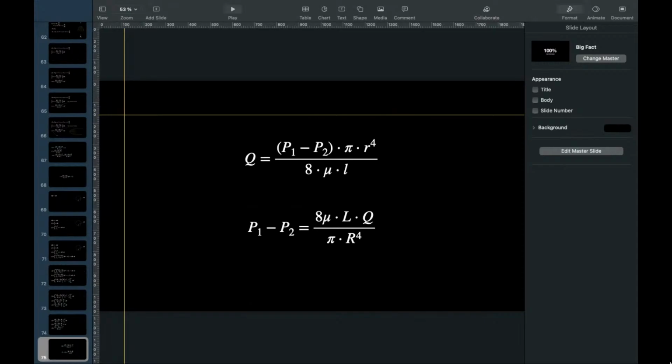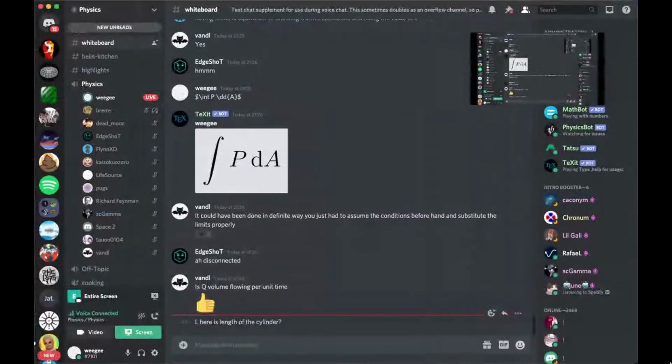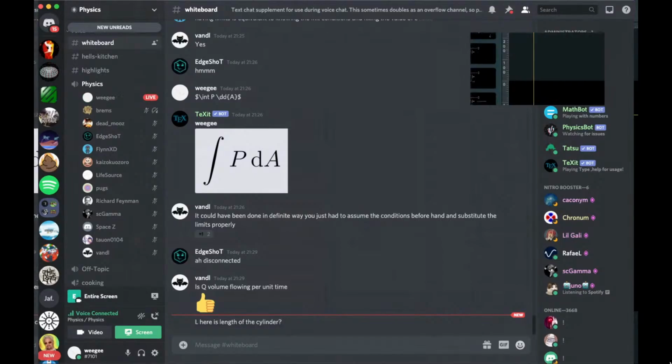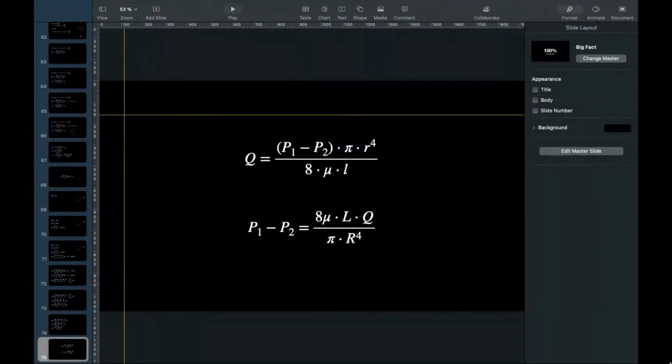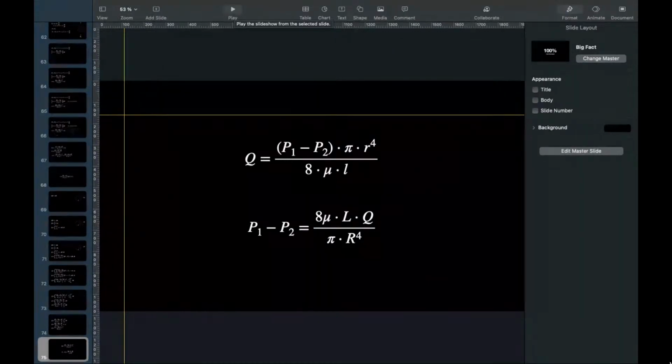Maybe a question: L is, yes, 2πRL, that's the lateral surface area. L is the length of the cylinder. So by this, and this is the final equation for Poiseuille's law, that's how we arrive at it.